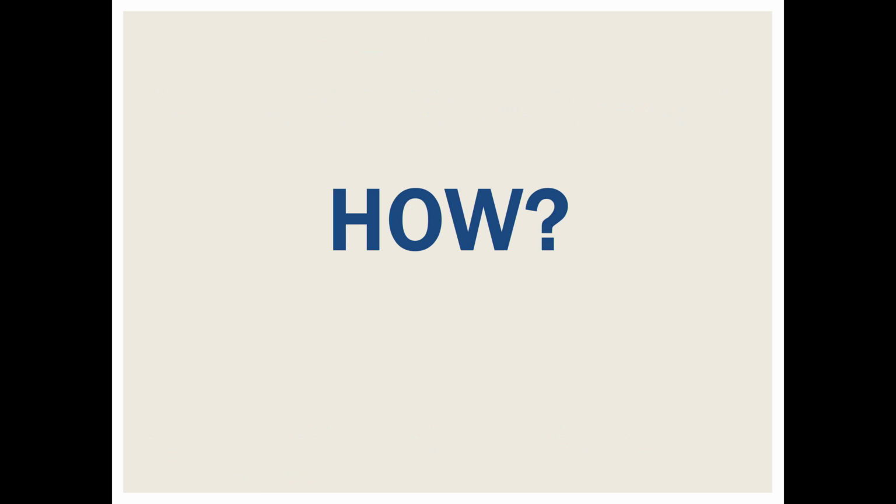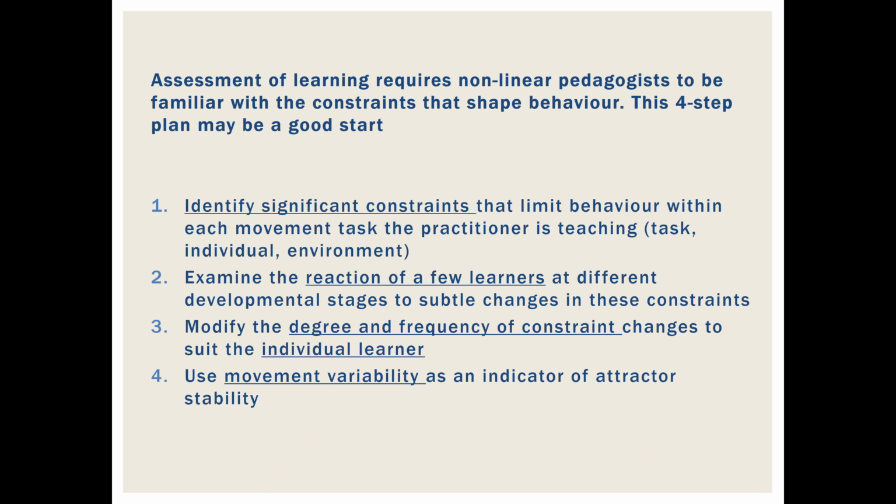So this is how we interpret it. There are 4 steps that are mainly used by those nonlinear pedagogists to interpret whether someone has actually acquired a skill or whether someone is on the right track to acquire a skill. And the first thing, and we've already done that, identify the significant constraints. Which constraints are likely going to influence this coordinated behavior in the future, when they're going to do it in a real-life setting? You have to think about which constraints are going to be important.